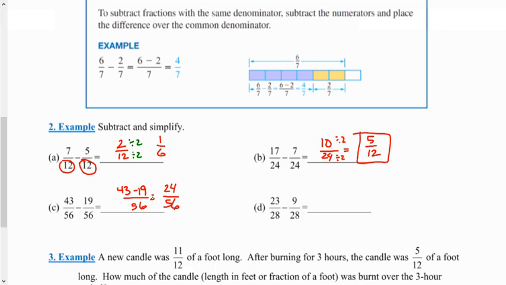Here's one that I know 8 goes into each of these, right? So we'll divide the top and the bottom by 8. We're just reducing fractions here. That's going to make 3/7 the final answer for this problem.